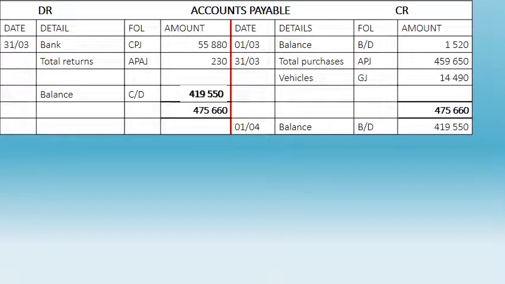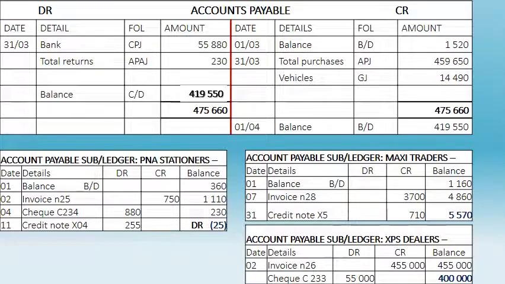After posting of the journals into the control account in the general ledger has been completed, the accounts payable closed with a balance of 419,550. For the subsidiary ledgers, the account of P&A Stationers closed with a debit balance of 25 rand. The account of Maxi Traders closed with a credit balance of 5,570. The account of XPS Dealers closed with a credit balance of 400,000.